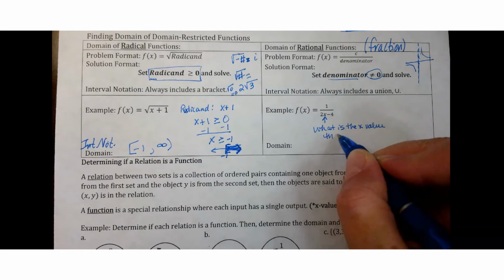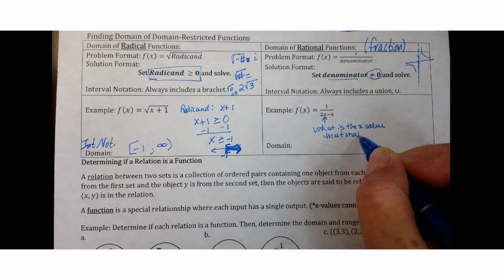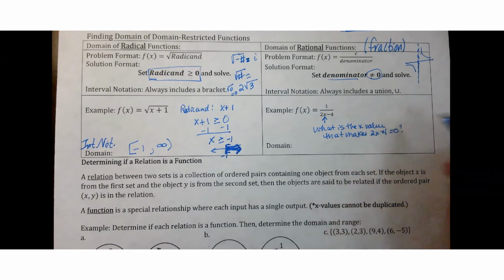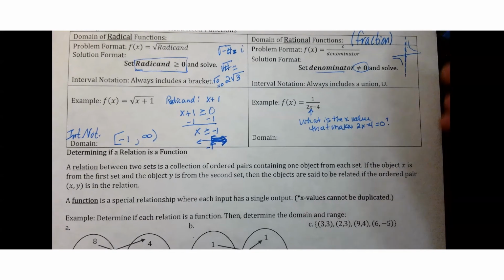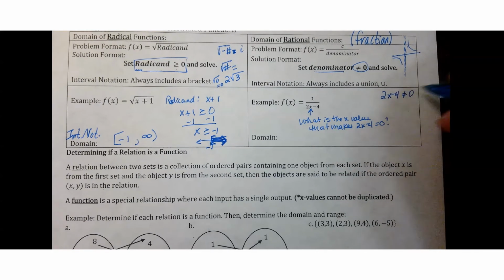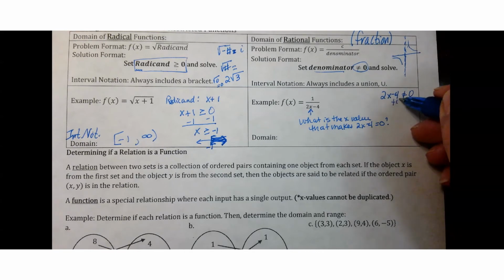Okay, so what I'm trying to find is, what is the x value that makes 2x minus 4 equals 0? And so what we're going to do is say 2x minus 4, we're saying, ooh, this cannot equal 0, because if it does, it's undefined. So let's see what that x value is.